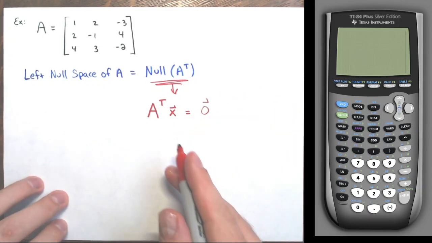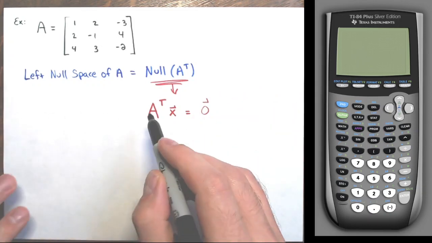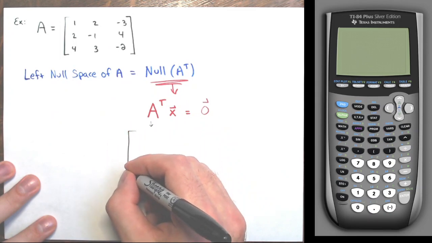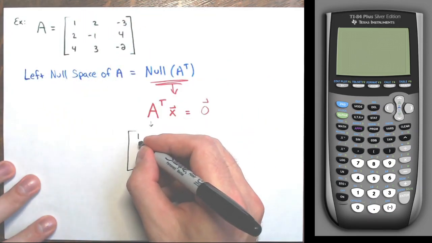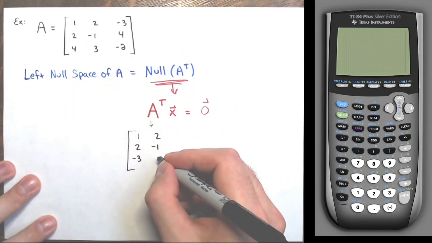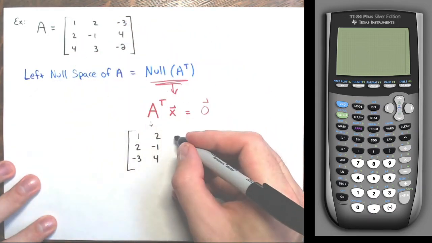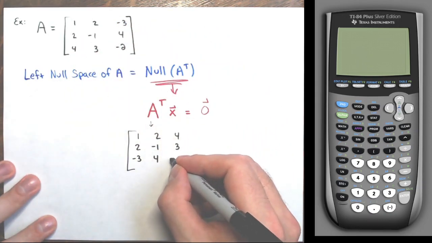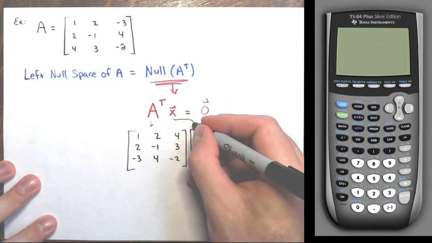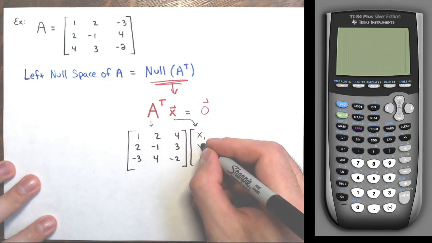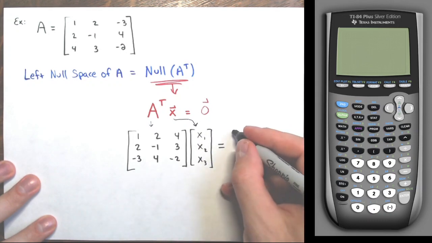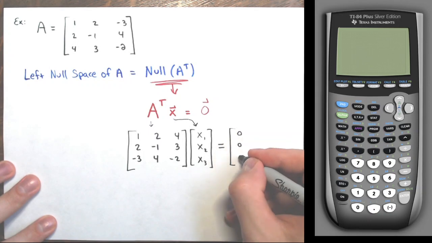And what does this equation look like? All right. So again, I'm going to write A transpose here. Now this is a 3 by 3. It'll still be a 3 by 3 then. First row of A becomes first column of A transpose. Second row of A becomes second column of A transpose. Third row of A becomes third column of A transpose. And this is a 3 by 3, so the vector x needs to be a 3 by 1. Have x1, x2, and x3 components in it. And a 3 by 3 times a 3 by 1 will be a 3 by 1, so you have the 3 by 1 0 matrix on the other side.